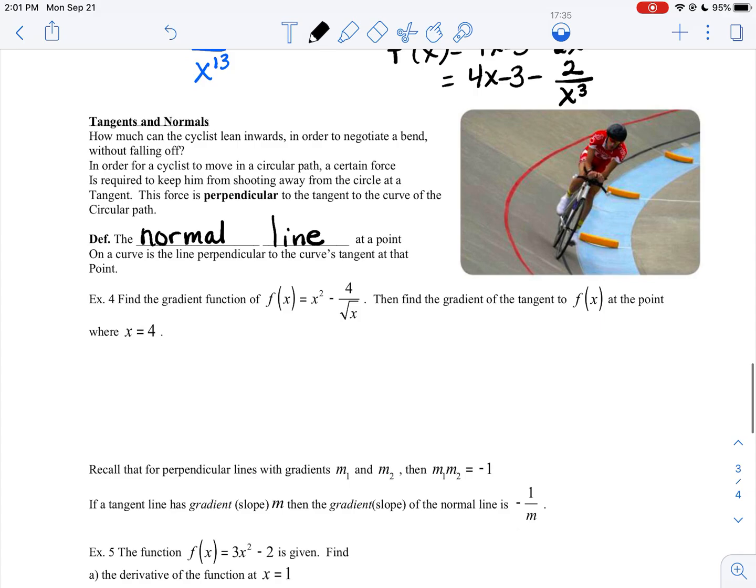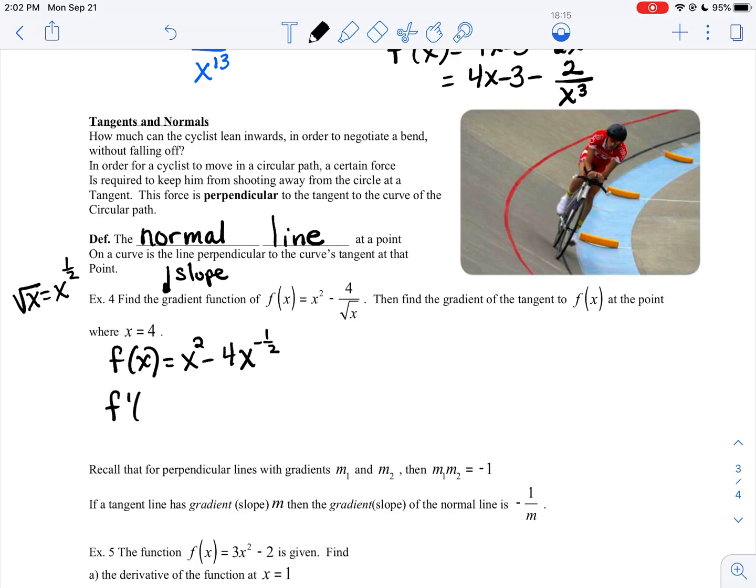So if you look at example 4, it says find the gradient function of f of x equals x squared minus 4 over square root x. The gradient function is the slope, and the slope is the derivative of the tangent line, okay? So watch what you're going to do. I'm going to first rewrite it so that this is x squared minus 4x to the negative 1/2 power. Okay, so the square root of x is x to the 1/2. So let me just have you recall that. The square root of x is x to the 1/2. And then if it's in the denominator, it's just to the negative 1/2 power.